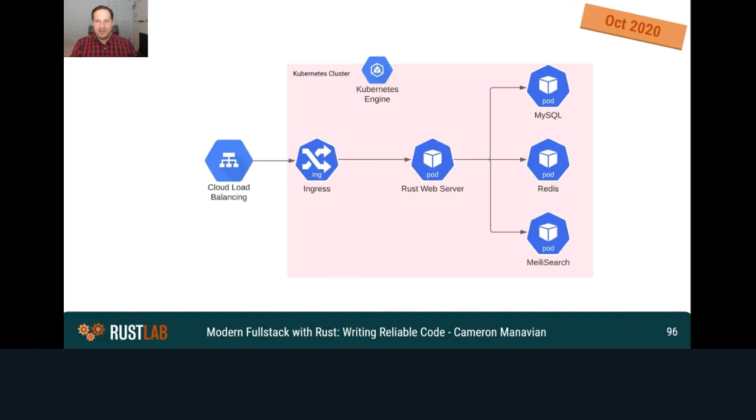Here's what our full stack app build will look like after it is containerized and running in a Kubernetes cluster. We can use any cloud provider that is Kubernetes friendly and deploy a single Kubernetes cluster, which will hold our Rust web server that connects to MySQL, caches data in Redis, leverages MeiliSearch, and hosts its own React, TypeScript, WebAssembly front-end application.